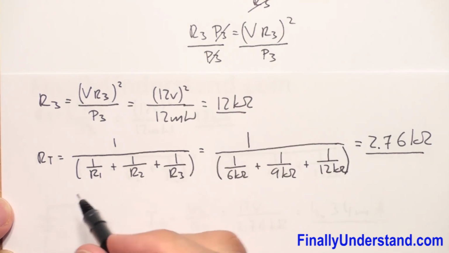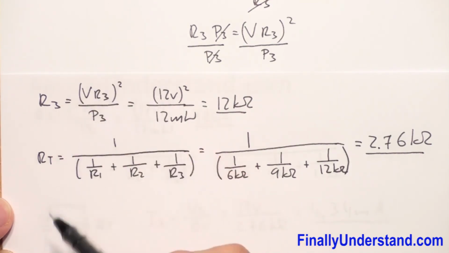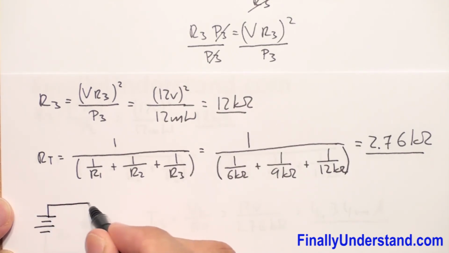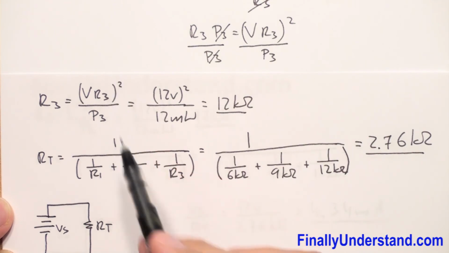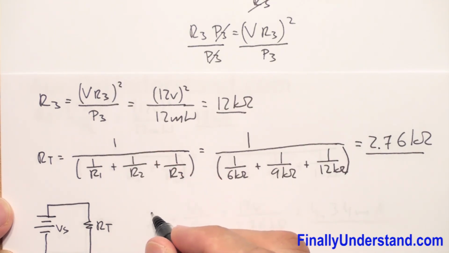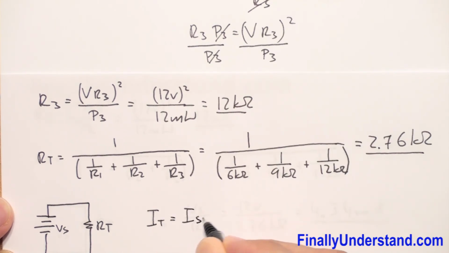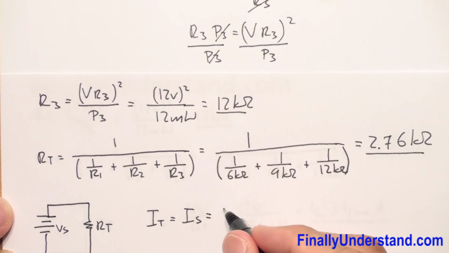By the way, let me just remind you that the circuit which we have above, you can replace by the simple circuit which contains just voltage source and resistance RT. Okay, so this is my voltage source and this is my RT. So this circuit is equivalent to the one which we have above. So if you want to find the total current, I total, or we can say I source, this is the same thing, it is equal to voltage source over R total.